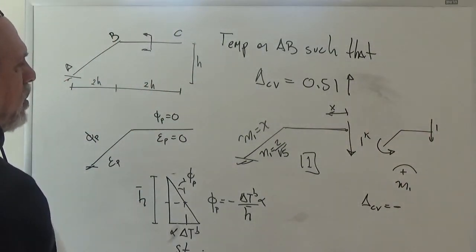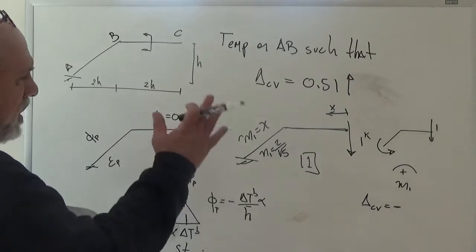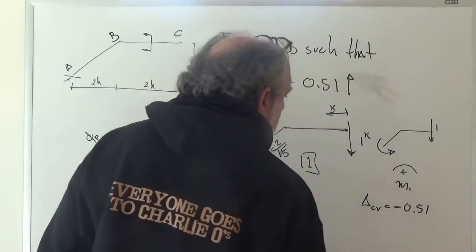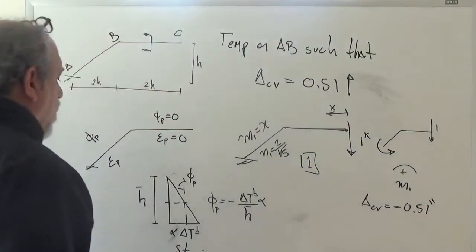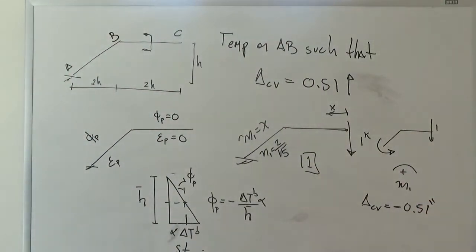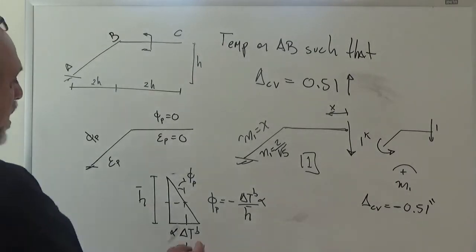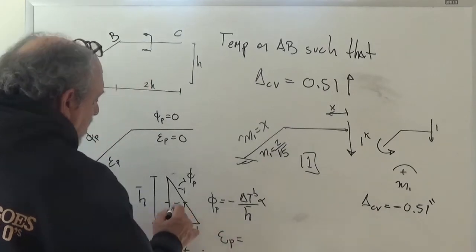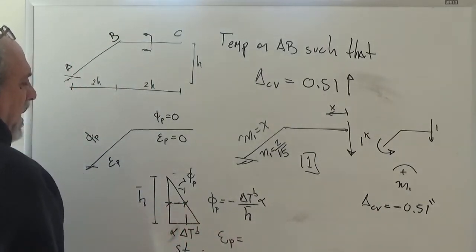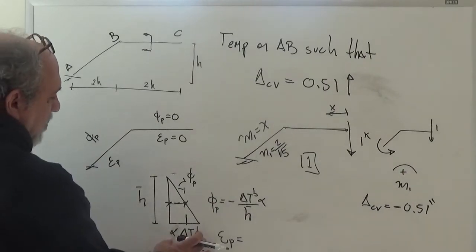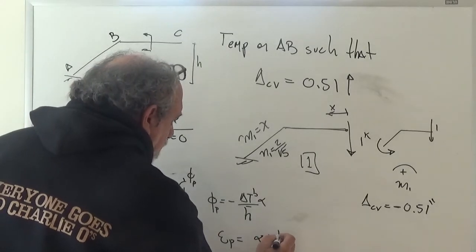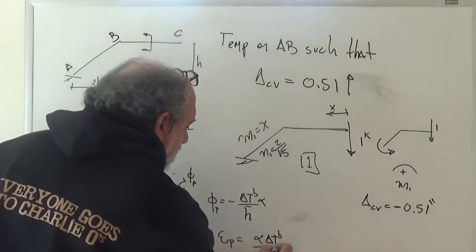Now actually maybe, you know what, wait a second. No, it's okay. So minus 0.51. This is what we need to get. So my curvature is this, and my strain is this. And that strain is, what, how big? It's half of this, right? So it's alpha delta T at the bottom divided by 2.